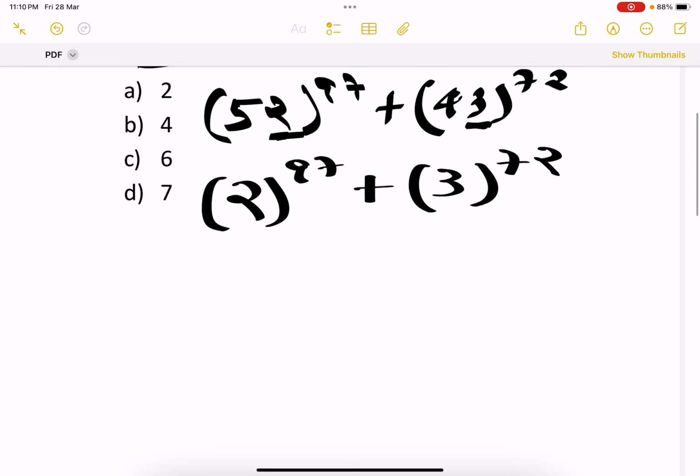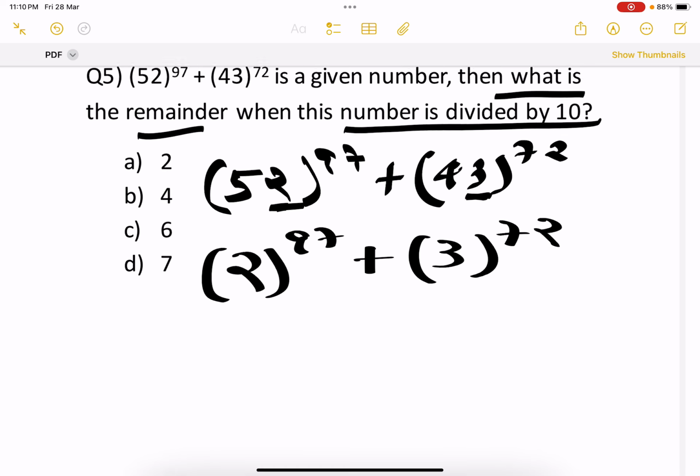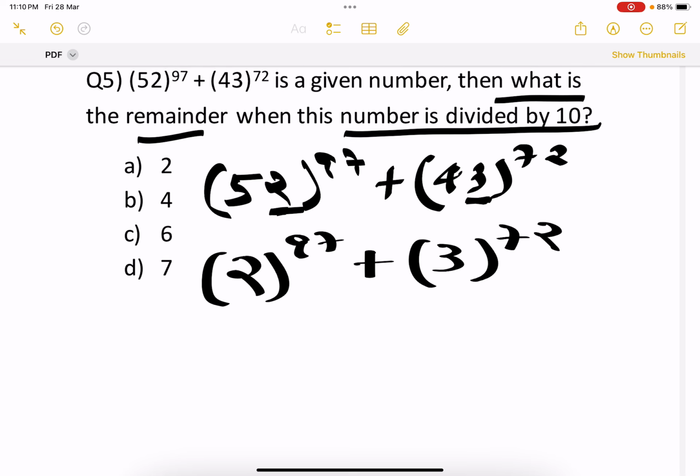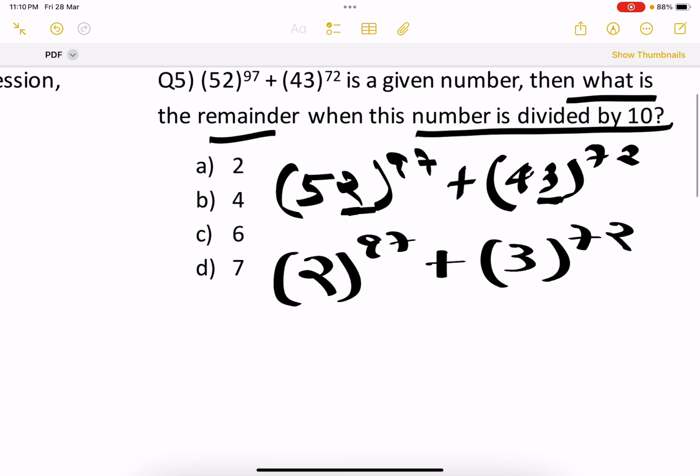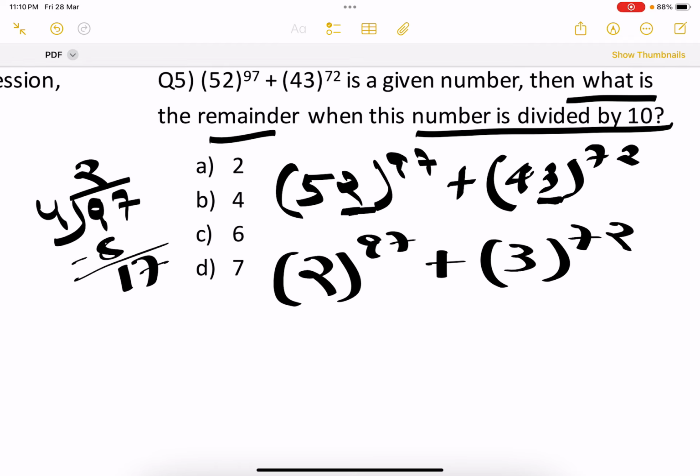Okay. So what we would get here is that we have learned already in the video on unit digit that if any number has a greater power, because of cyclicity, we do one thing, that we divide the power by 4. That is 97 divided by 4. 4 times 24 is 96, and so the remainder comes as 1.